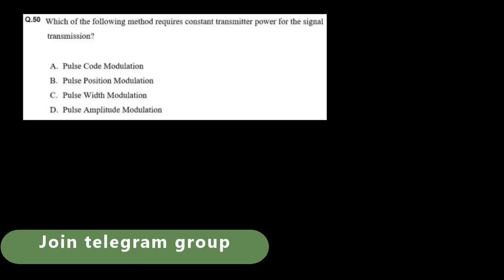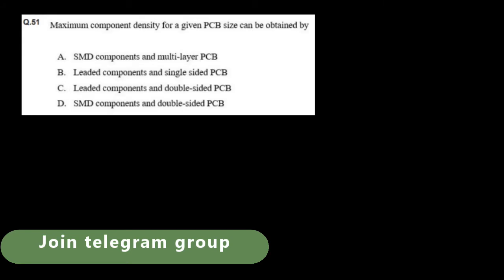Question number 50. Which of the following methods requires constant transmitter power for the signal transmission? The answer is pulse position modulation. Pulse position modulation requires a constant transmitter power for transmission.